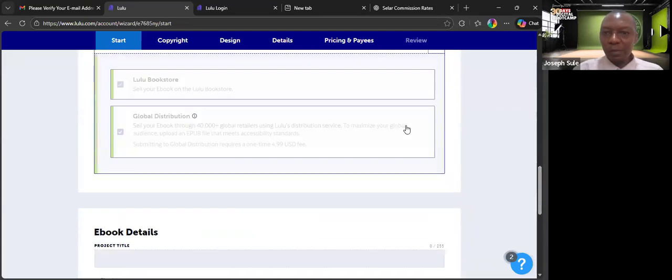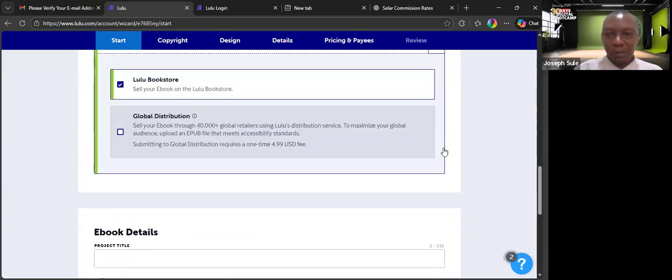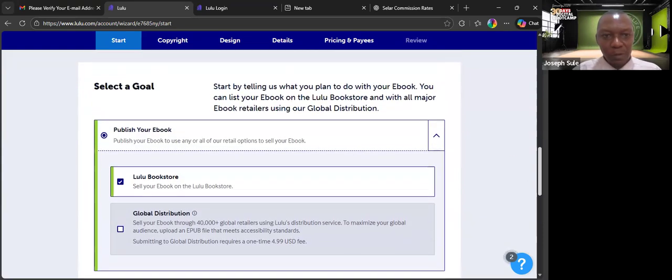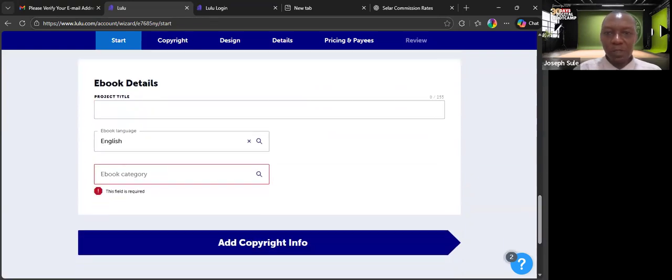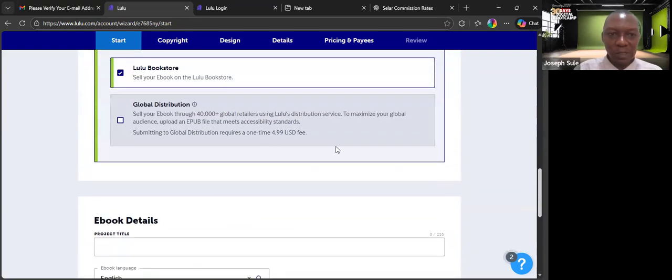Okay, it didn't give me the option yet, maybe because I've not uploaded the book. Okay, fine, no problem. Let's go on. We'll see eventually what it means if we pick the global distribution. There is going to be a fee. Okay, $4.99, which is about 7,000.